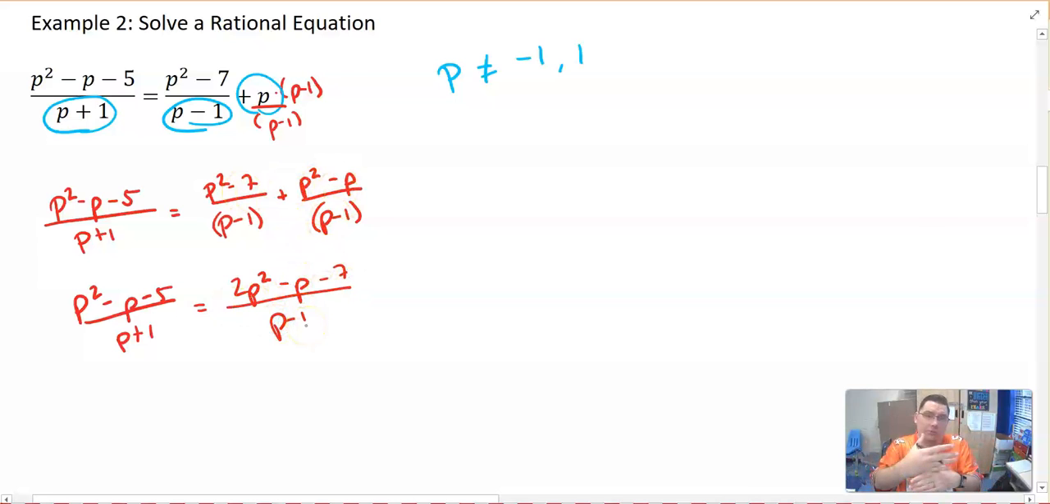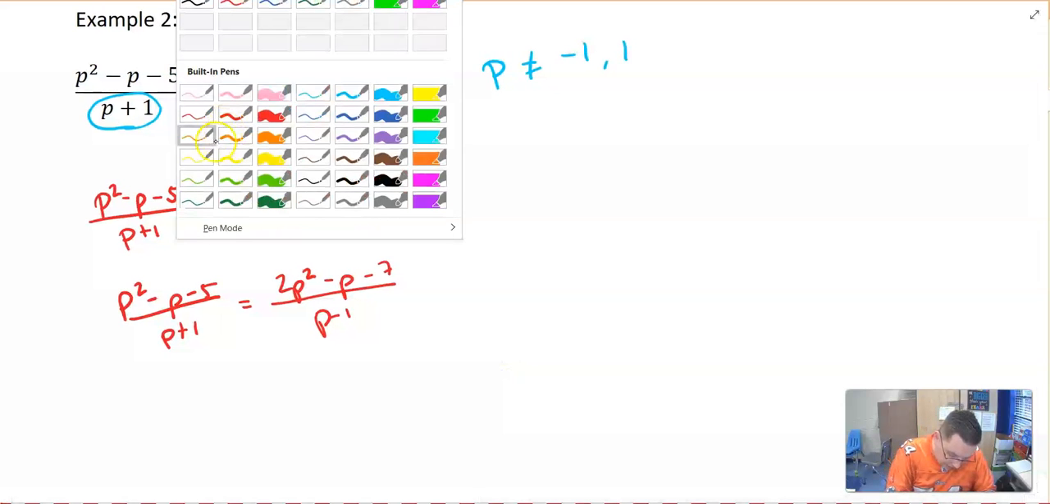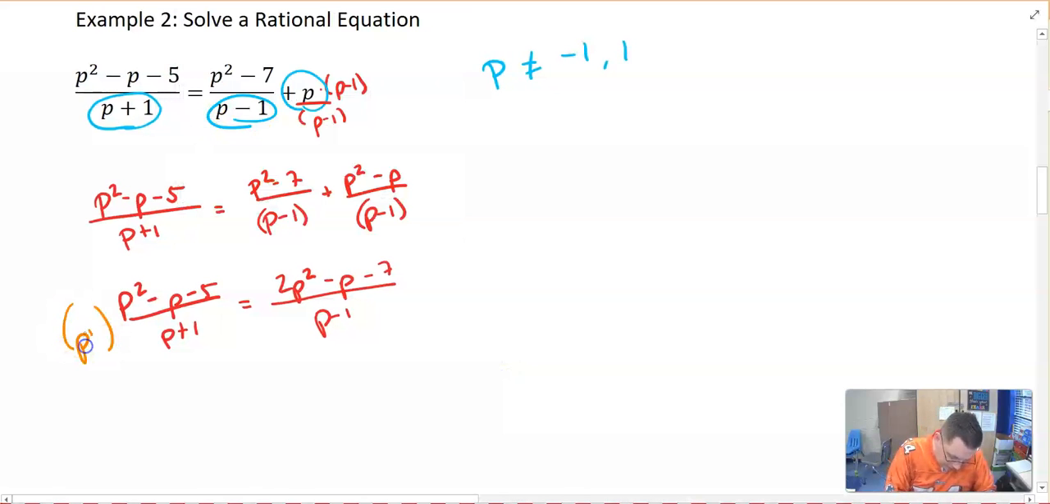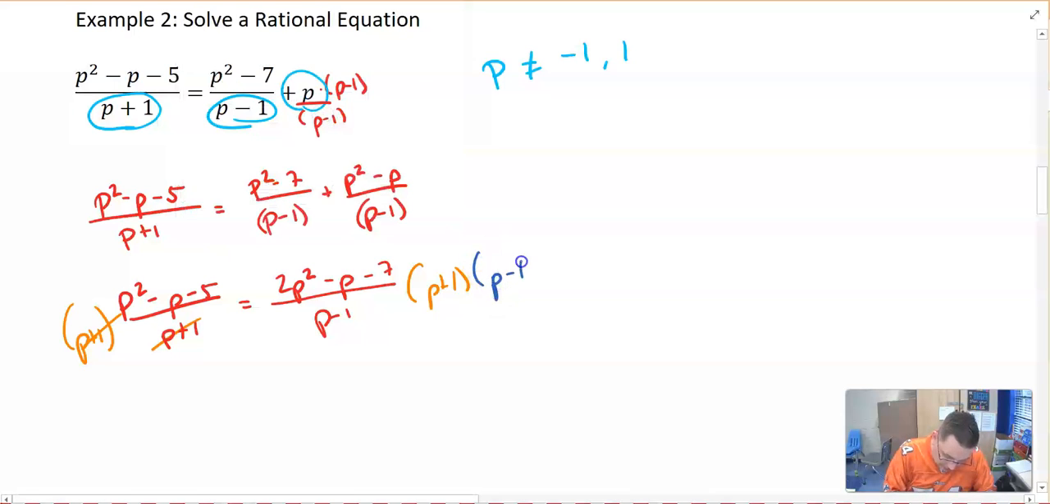Now we're going to need to cross multiply, get each of these denominators away. And so when we do that, we're going to multiply both sides by the p plus 1. That's the denominator of the left side, so that will cancel here. And we'll multiply both sides by the p minus 1. And so that will cancel those. And then we need to multiply in. So there's some multiplication we've got to do.